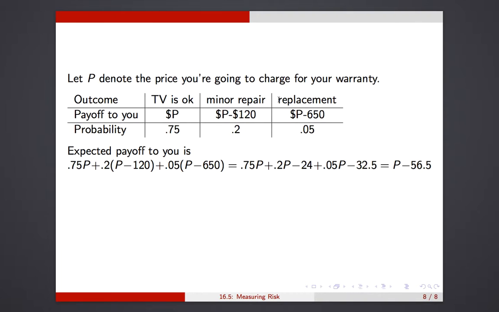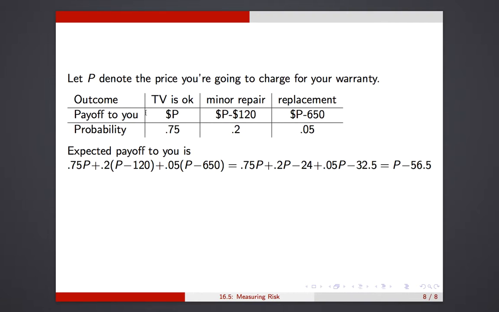Same thing for TV replacement. If the TV has to be replaced, the customer has given you P dollars, right? But now you have to pony up the cost of replacing the TV, and that cost is 650 bucks. And these numbers were given in the problem also. There's a 75% chance the TV is fine, a 20% chance the TV needs a minor repair, and then a 5% chance the TV needs to be replaced.